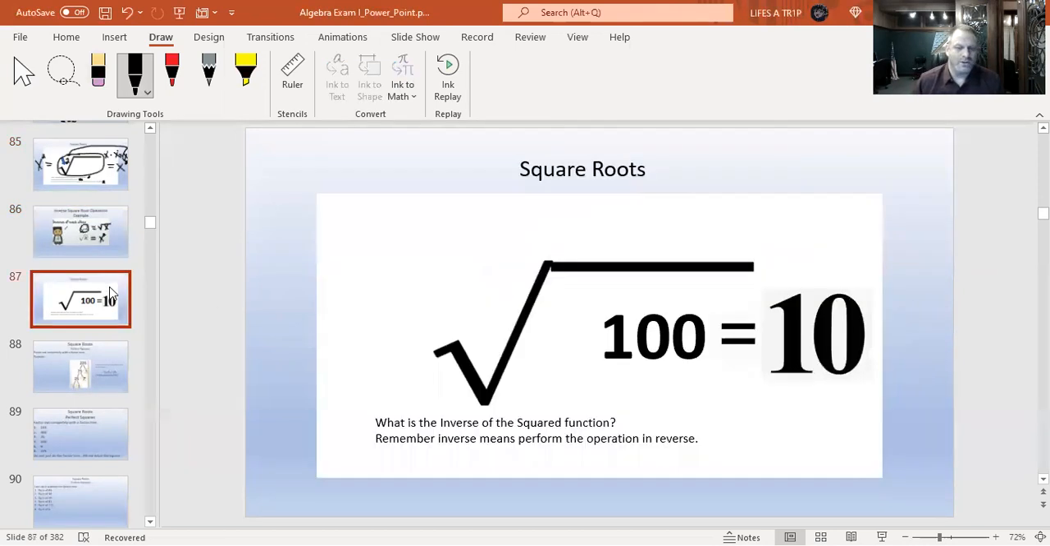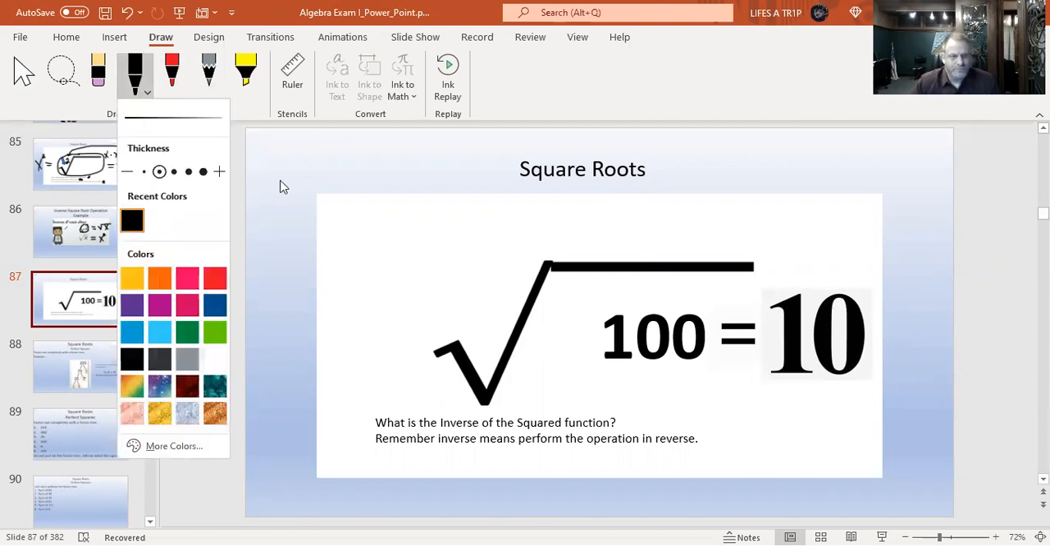All right, so let's look at square roots in general. What is the inverse of the squared function? And remember, inverse means perform the operation in reverse. All right, so what is the perfect square root of 100? It is 10. How do I know that?